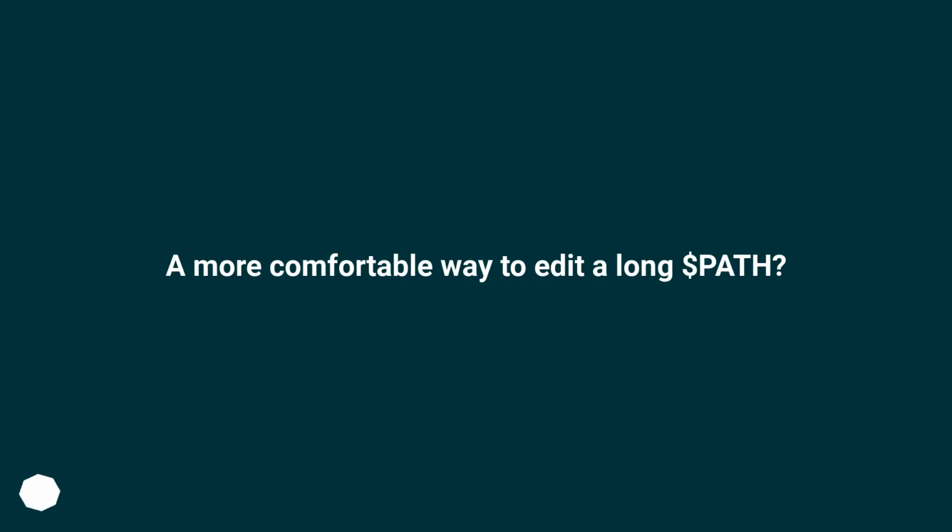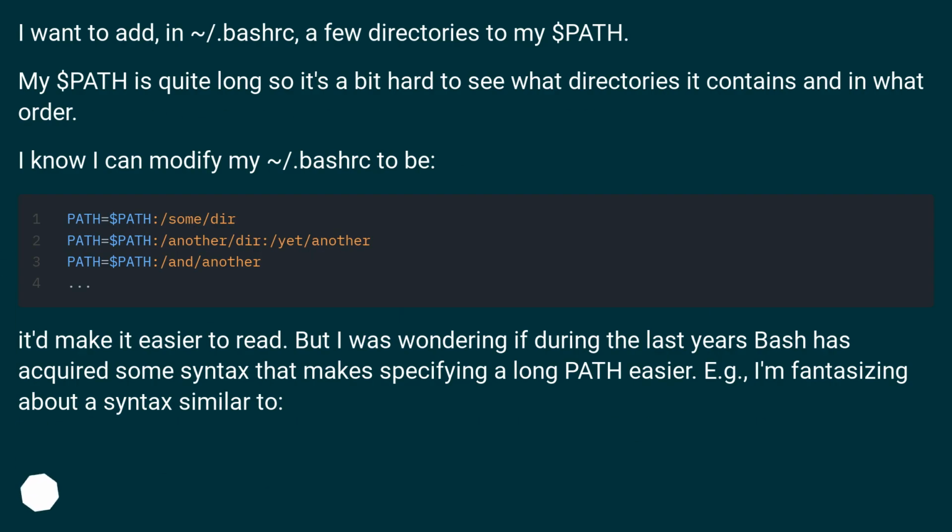A more comfortable way to edit a long $PATH? I want to add, in ~/.bashrc, a few directories to my $PATH. My $PATH is quite long, so it's a bit hard to see what directories it contains and in what order. I know I can modify my ~/.bashrc to be multi-line. It'd make it easier to read.